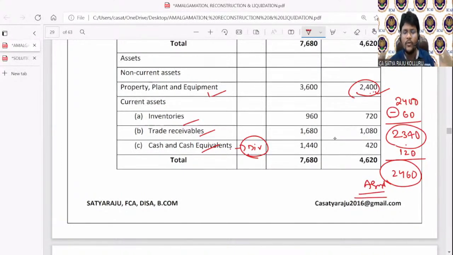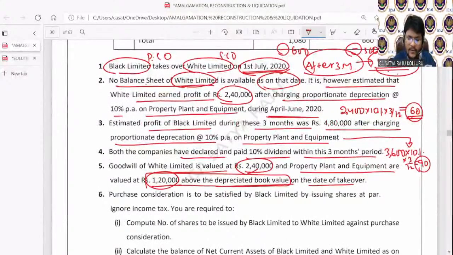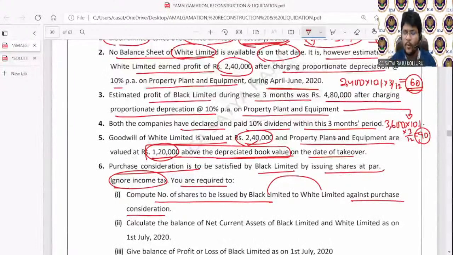So till now, I don't know the requirement. I'm just reading the problem and explaining the facts of the problem. That's it. Okay. Next. Purchase consideration is to be satisfied by Black Limited by issuing shares at par. Ignore income tax. You are required to compute the number of shares to be issued by Black Limited to White Limited against purchase consideration.